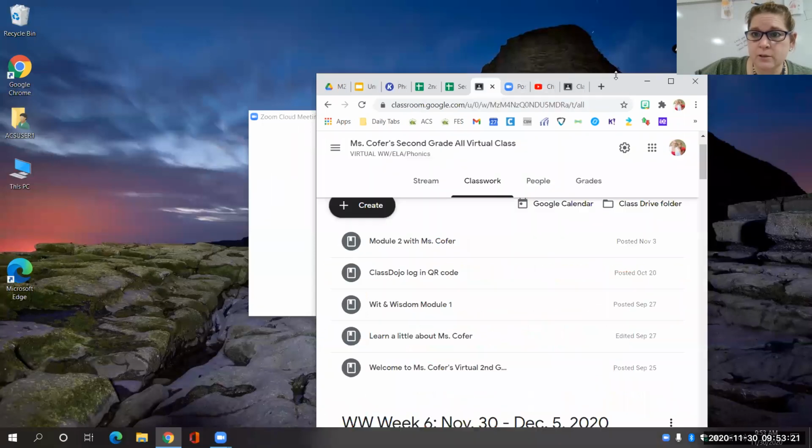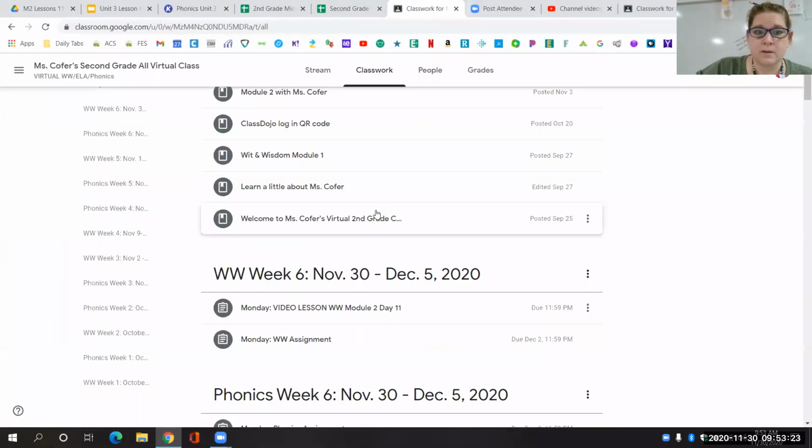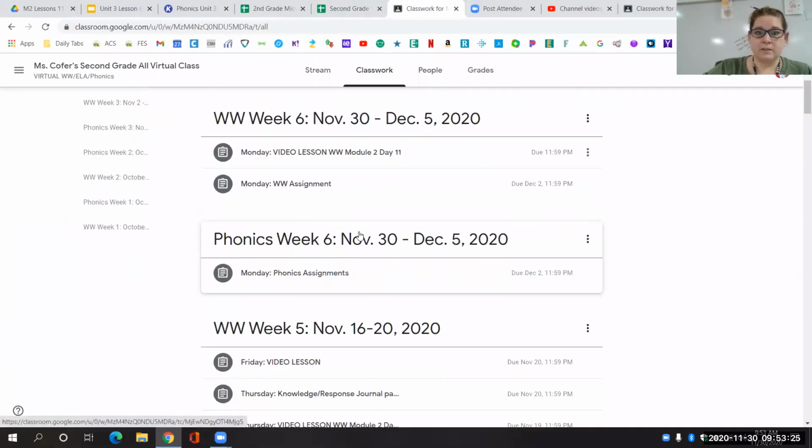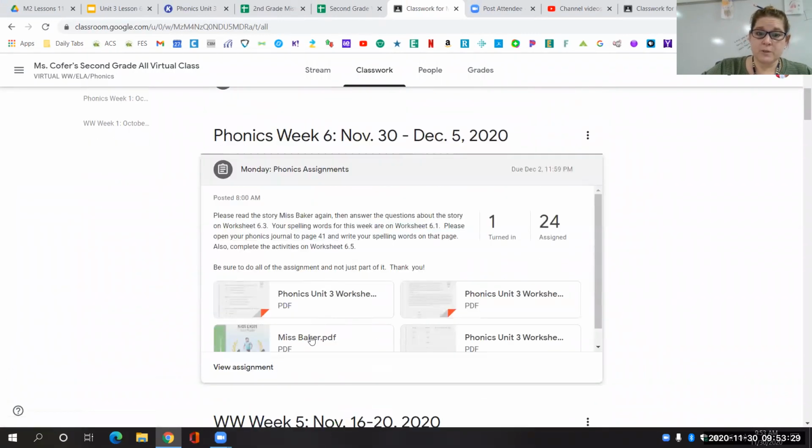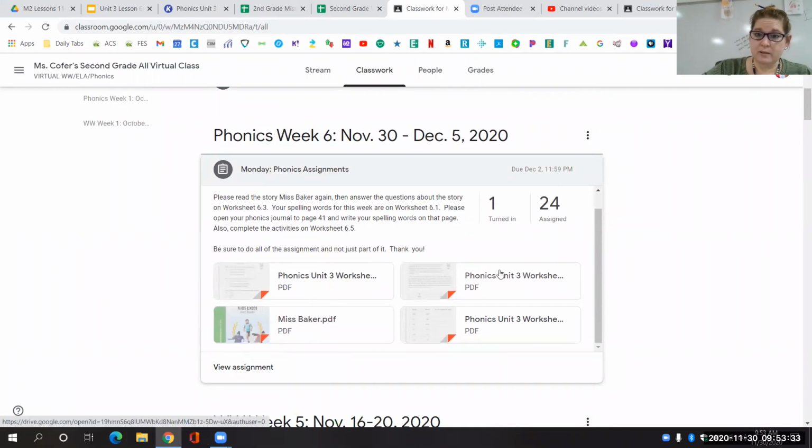All right, so in your classroom today under Phonics Week 6, it says Phonics assignments. You are going to read the story, Miss Baker, right here. Here's your spelling list. You should have already copied down your spelling words into your journal, page 41. And then you have the worksheet that we just went over. And then you have the 3 questions about the story, Miss Baker. Okay, so that's all you've got for today.